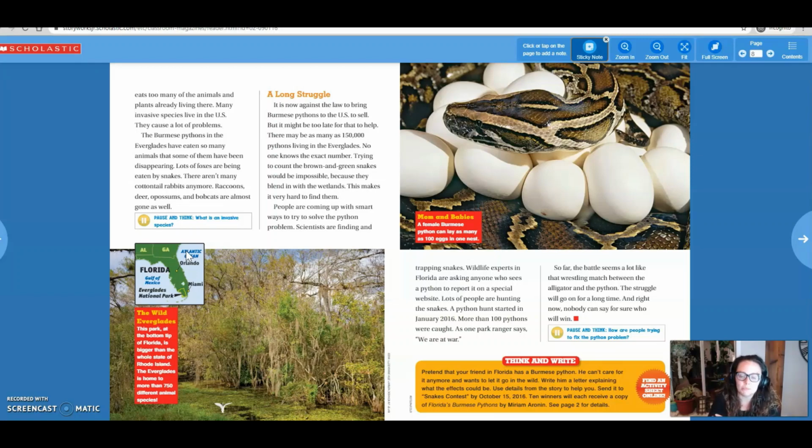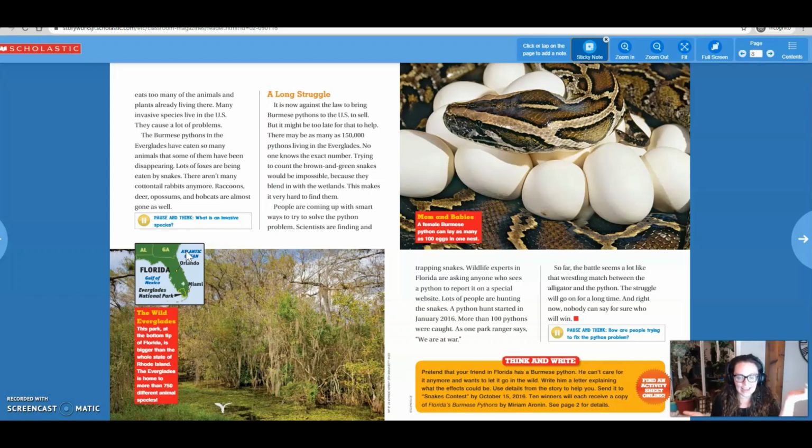So now I'm really understanding what they mean by invasive species. They come in, whether on accident or on purpose, and they're just animals. They're just trying their best to survive. But as a result, they're eating everything in that natural environment.